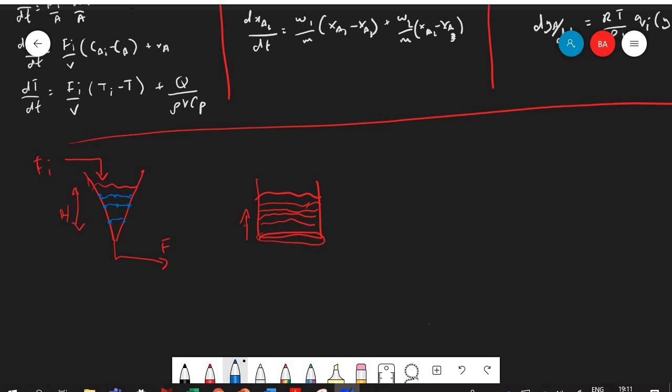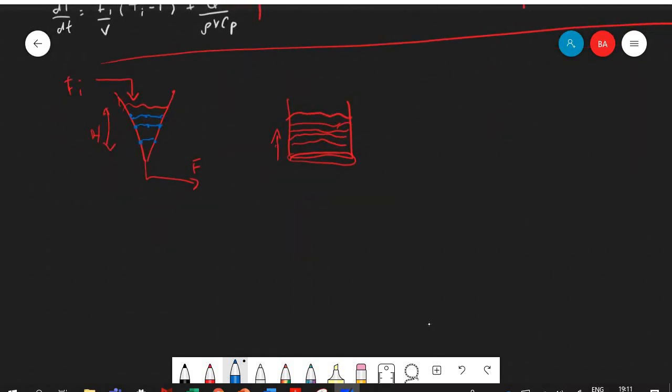The question in this problem is asking us to find out how the height changes with time. This is one of the most important parameters that we need to measure here. How does height change with time? Beautiful. So what do we start with?